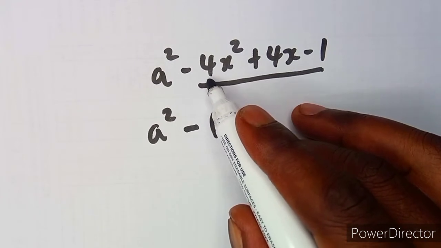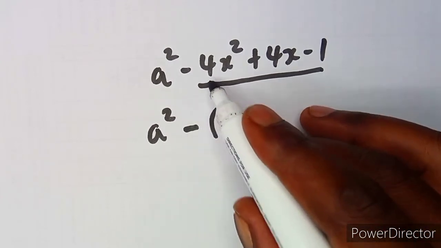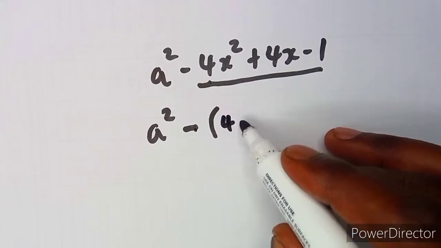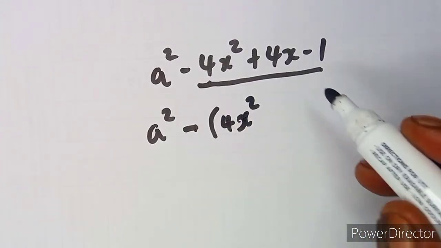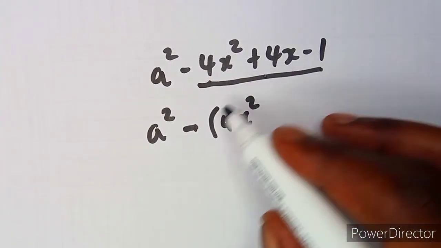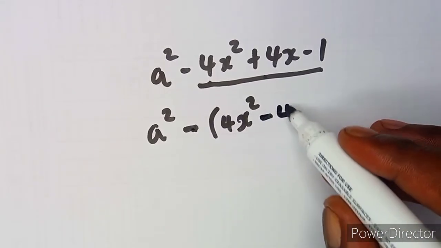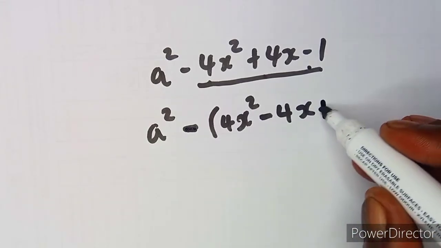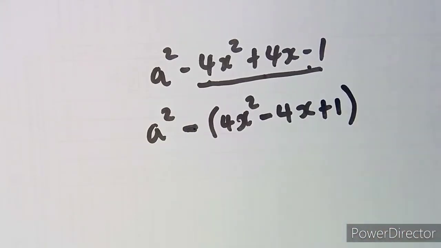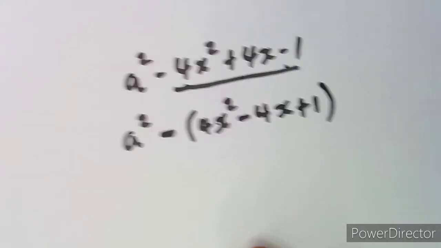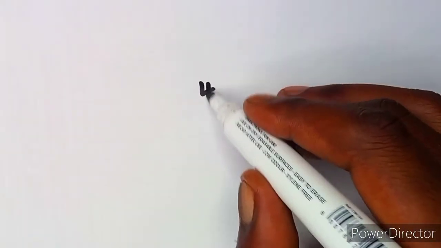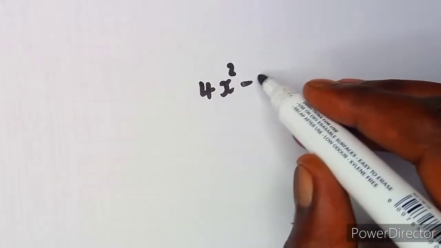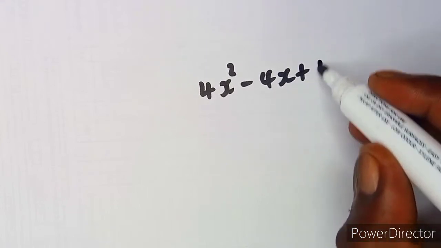this part is going to be divided by minus, so that is going to be minus 4x squared divided by minus, which is going to give us 4x squared. We have 4x, this is a plus, and a minus, which is going to give us minus 4x. Minus 1 divided by minus is going to give us plus 1. So we are having a quadratic expression of 4x squared minus 4x plus 1.